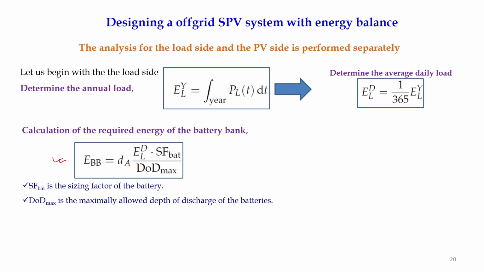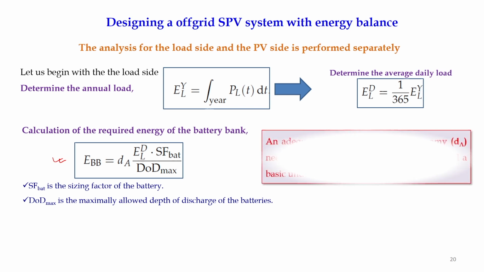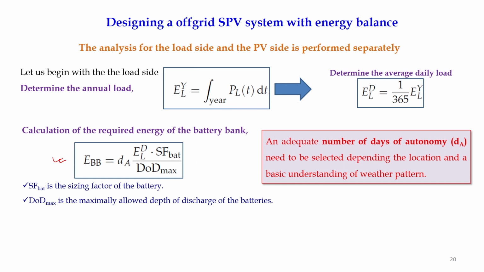If solar radiation is not there, then we need to keep the energy in certain devices like batteries. For how many days can we keep it? So, DA is actually responsible for that. So, an adequate number of days of autonomy needs to be selected depending upon the location and a basic understanding of weather pattern. So, this is very important.